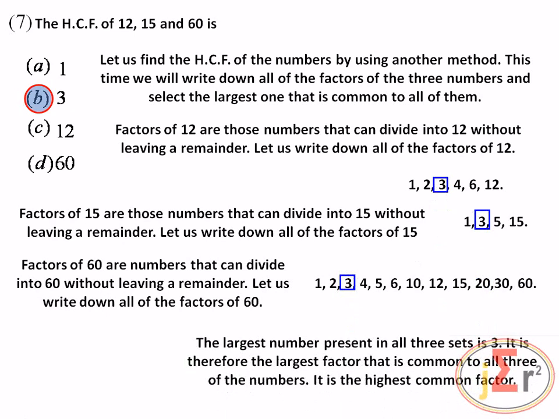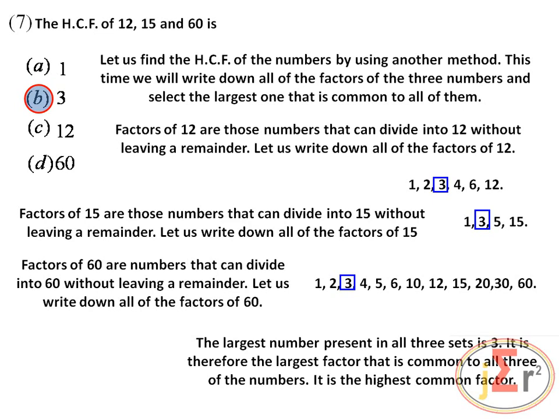The largest number present in all three sets is 3. It is therefore the largest factor that is common to all three of the numbers. It is therefore the highest common factor. So the largest number present in all three sets, do not forget that these are the sets of factors. Therefore, the largest number present in all three sets is 3.